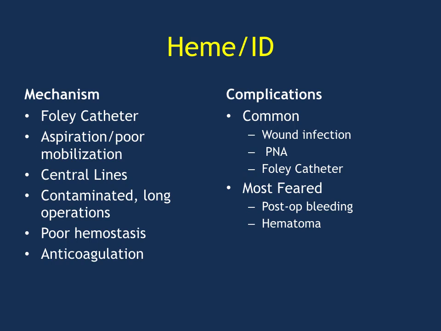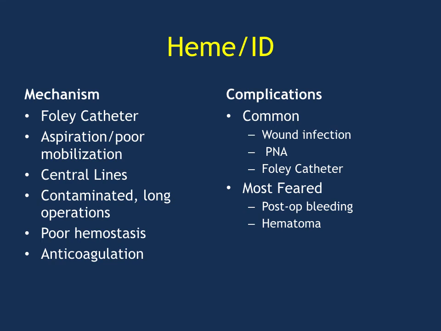Lastly, Heme ID. Things that cause infectious problems are things like Foley catheters and central lines that can cause line infections and urinary tract infection. Aspiration and poor mobilization can cause pneumonias. Long contaminated operations usually contribute to wound infections. And then if the surgeon has been sloppy or the patient's tissues are very poor, you can have poor hemostasis, which can result in acute post-op bleeding. And then use of anticoagulation with sub-Q heparin or enoxaparin, often combined with Toradol NSAIDs, can also result in post-op bleeding if the hemostasis is not perfect.